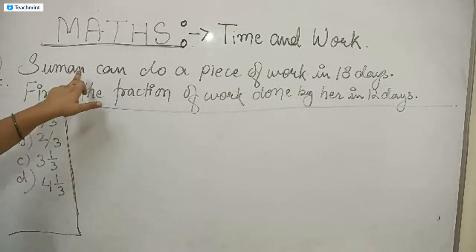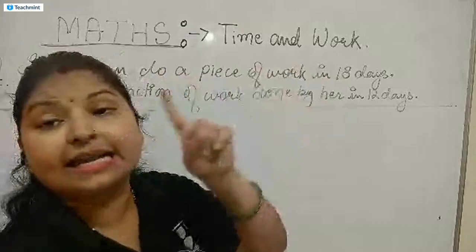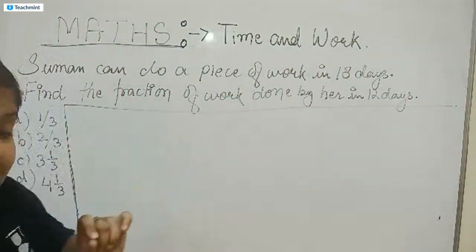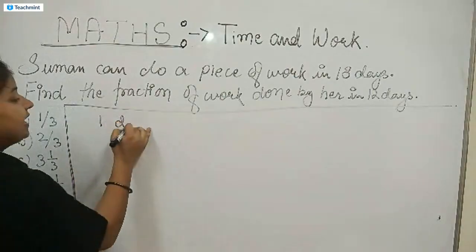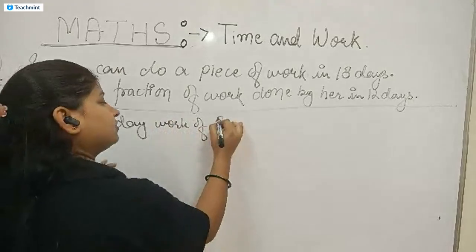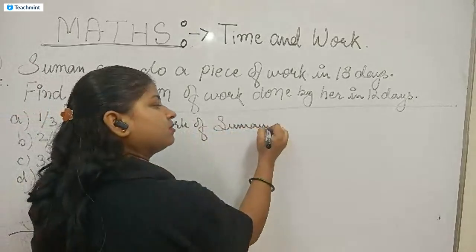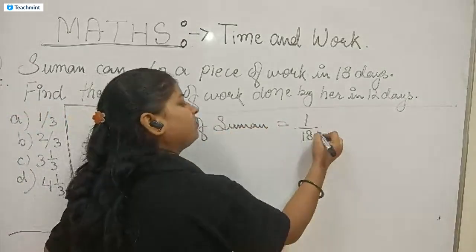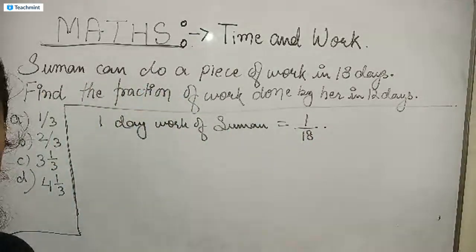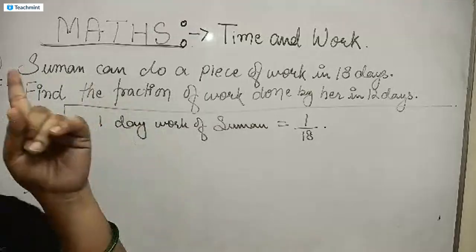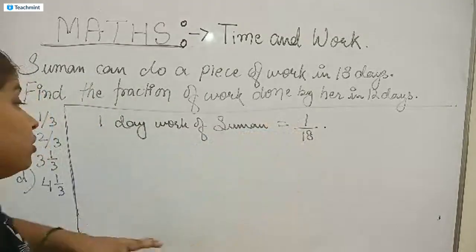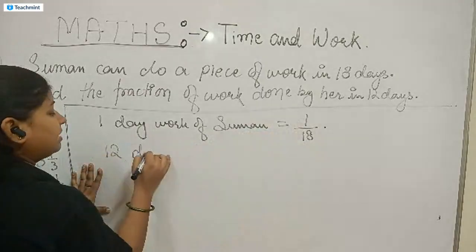Okay, see, Suman can do a piece of work in 18 days, right? If Suman can do any work in 18 days, 1 day work of Suman is what? 1 day work of Suman is 1 upon 18. This we have learned now. If Suman can complete a work in 18 days, 1 day, she will do 1 upon 18 work. So 12 times work of Suman will be what?